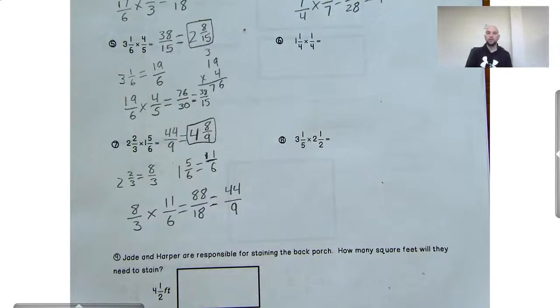All right, so we're going to wrap it up there for today. Hopefully this gives you some good strategies to use to multiply fractions that involve mixed numbers.